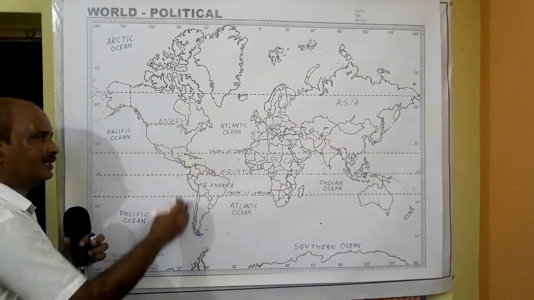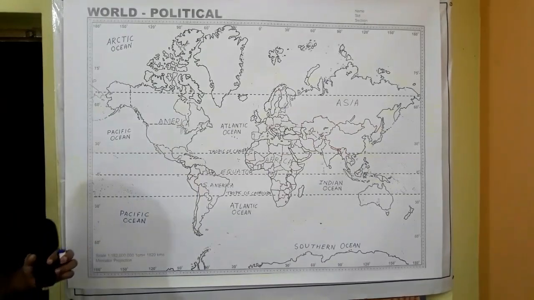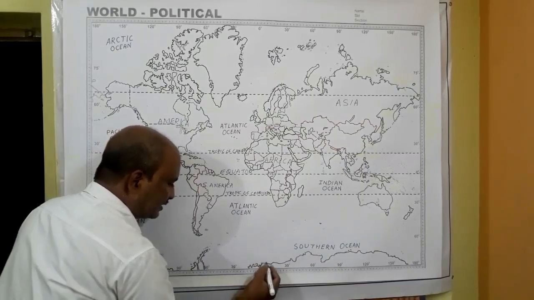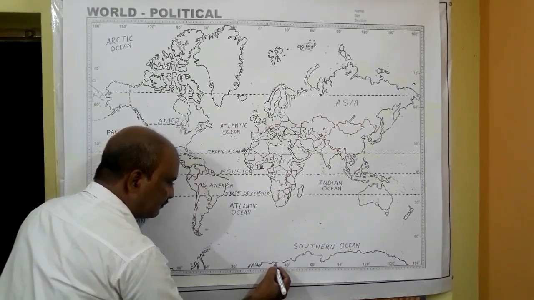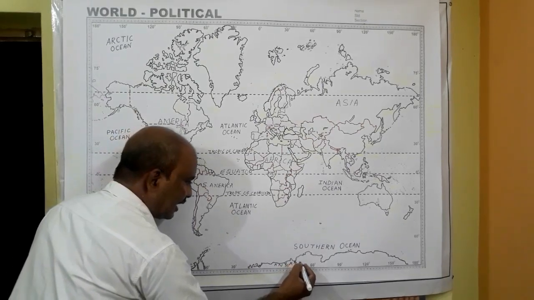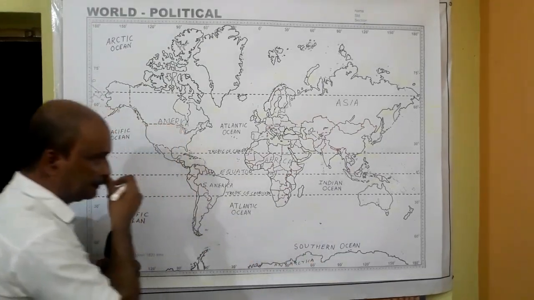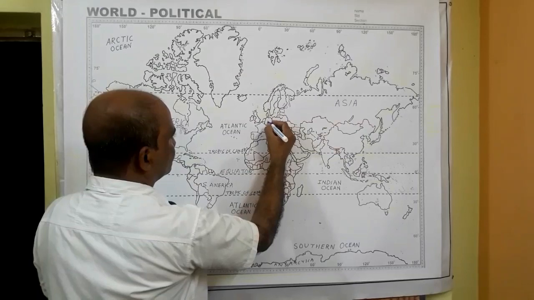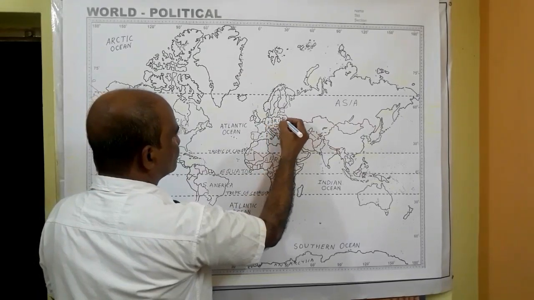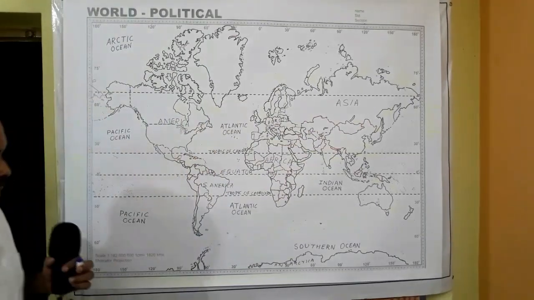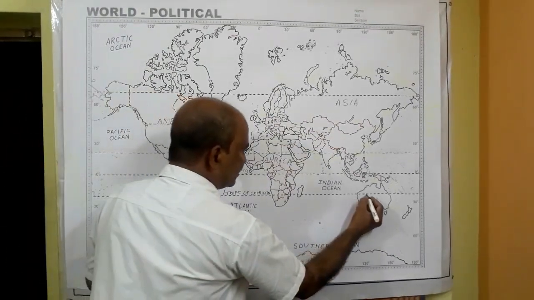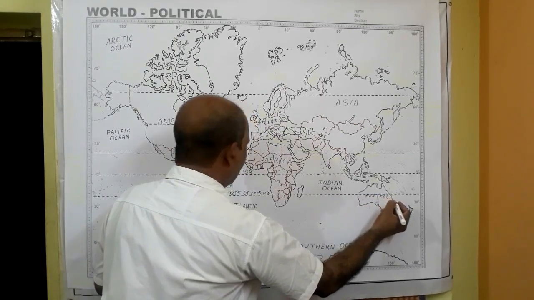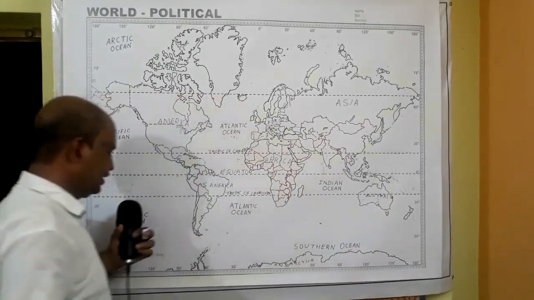So South America is in the fourth position. Fifth position is held by Antarctica, whereas the sixth position is held by Europe. So Europe holds the sixth position, and the seventh one is of course Australia or Oceania.